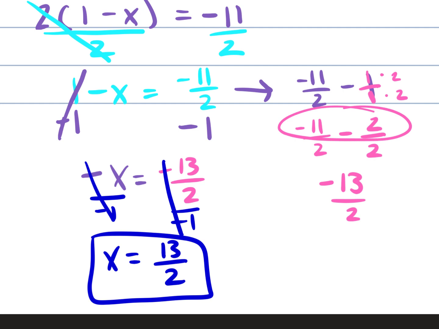So dividing something by negative 1 doesn't change the value of it. You don't have to keep change flip. The only thing we do is change the sign. So we're not doing any math there. We just change it from negative 13 over 2 to positive 13 over 2.